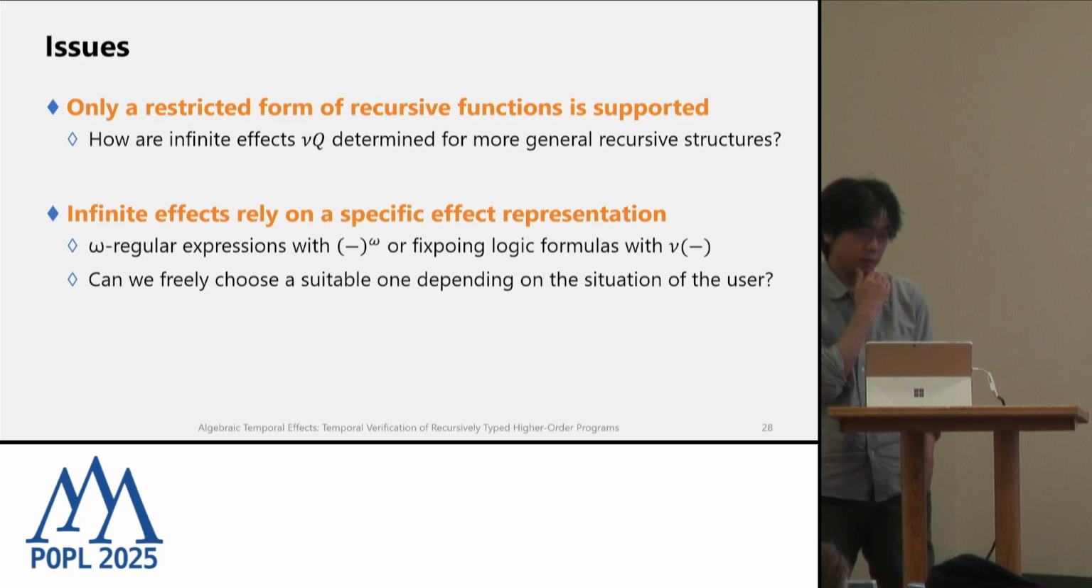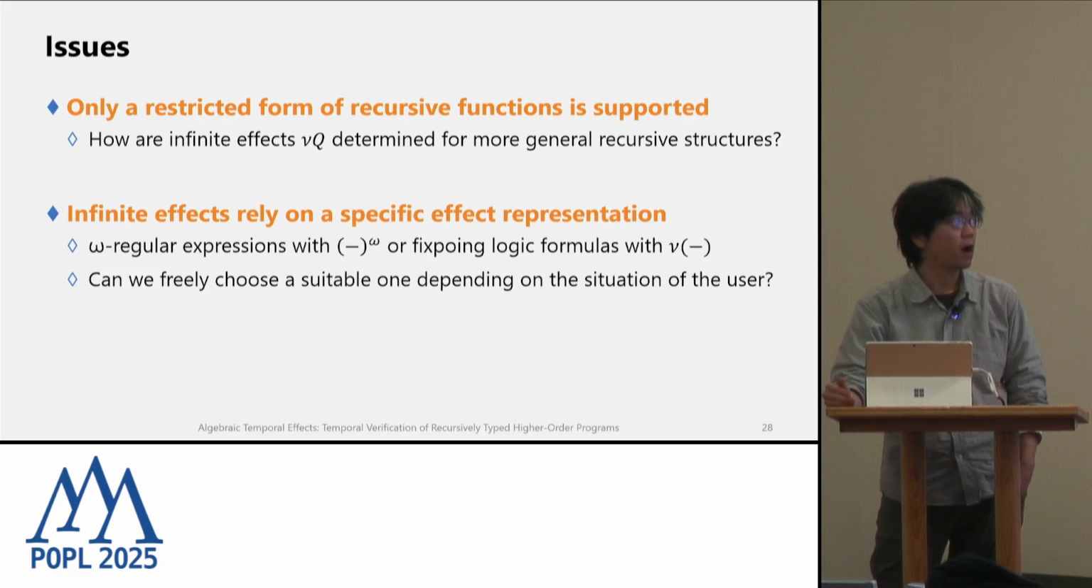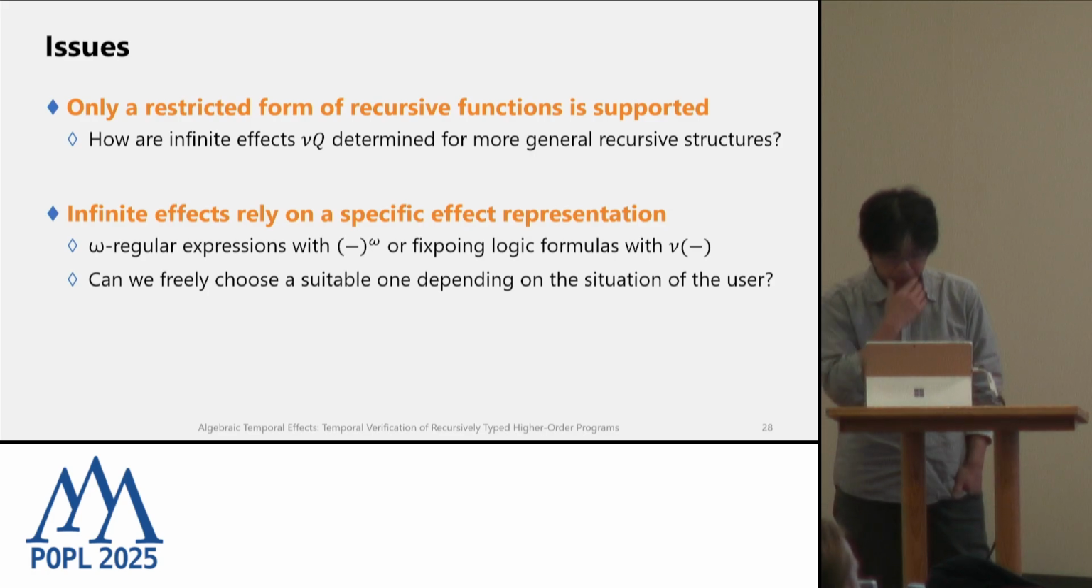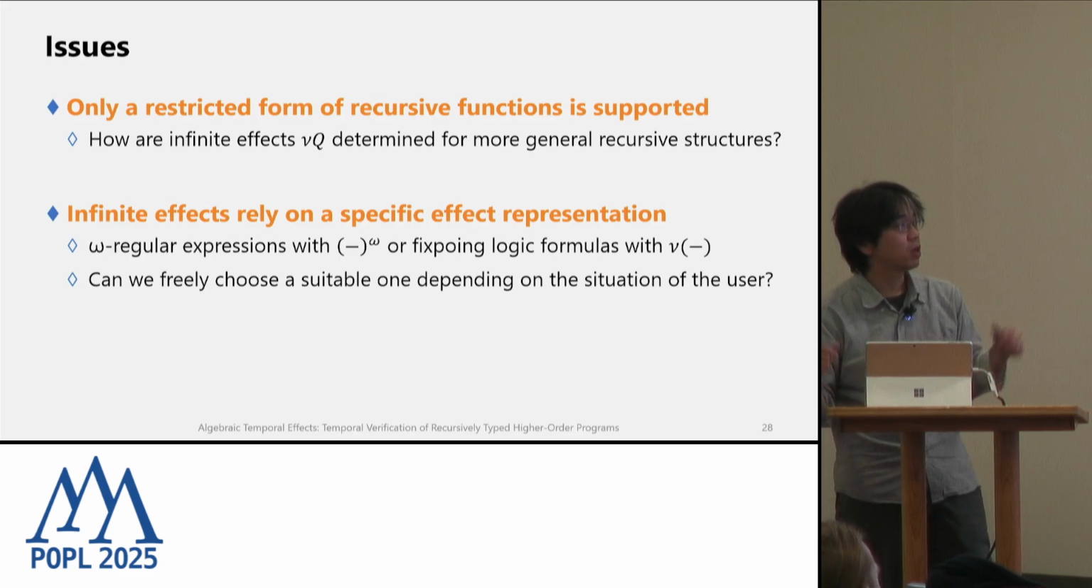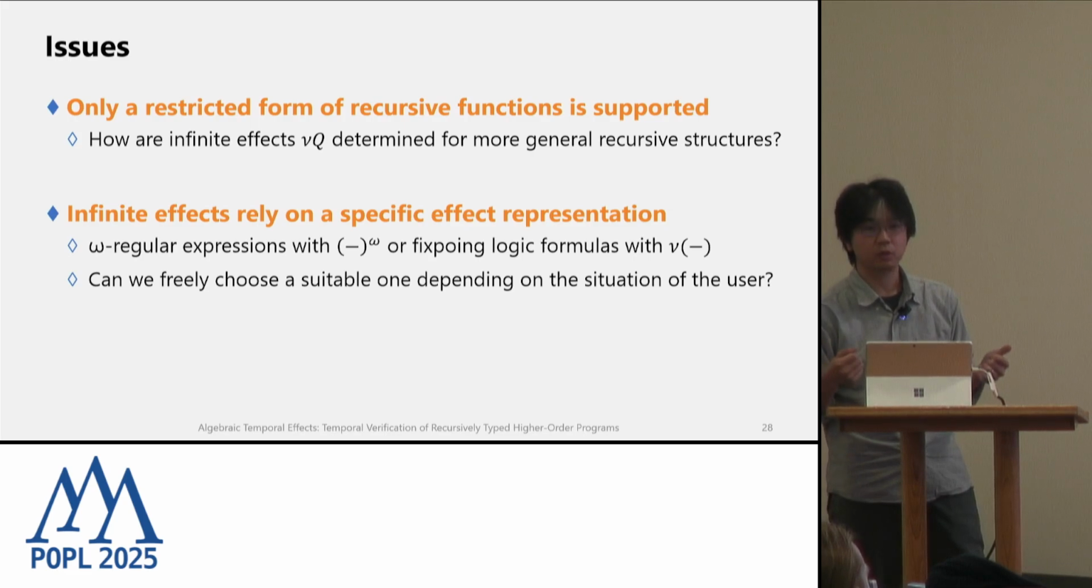But one of the issues in the previous work is that the existing temporal effect system only supports a restricted form of recursive function. So it is unclear how we can determine the infinite effect for more general recursive structures, like recursive types. And the second issue is that the representations of the infinite effect rely on some specific operations, like the omega operation in omega-regular expressions or the nu operation in fixed point logic. So it is an open question how we can choose a suitable representation depending on the situation of the user.